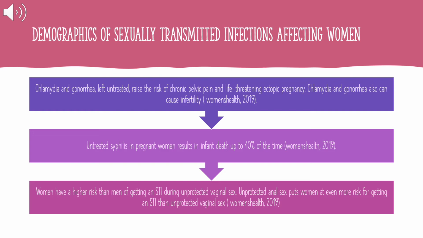Unprotected anal sex puts women at an even more risk for getting an STI than unprotected vaginal sex. The cause for this is because there's a lot more bacteria and nasty stuff, because that's where you poop out of. But definitely more or increased risk for getting an STI than unprotected vaginal sex.